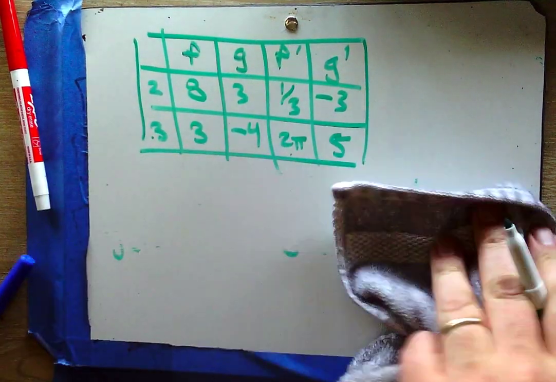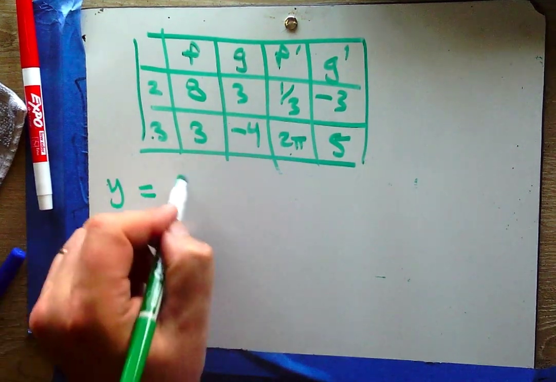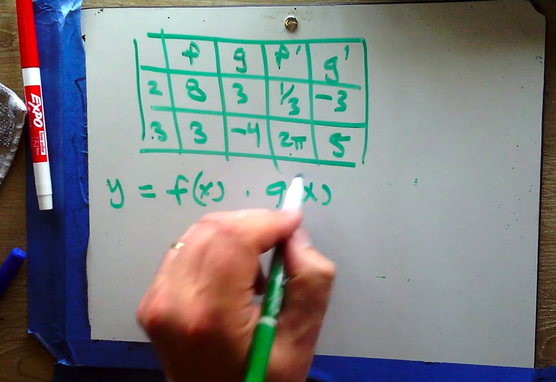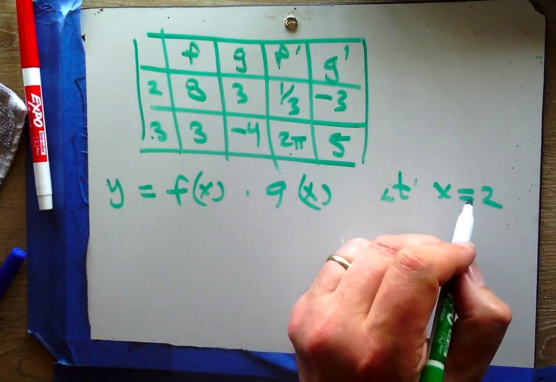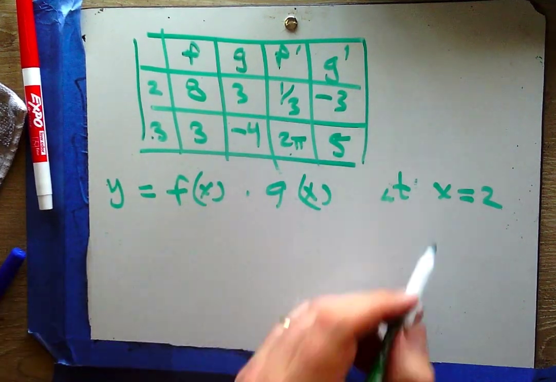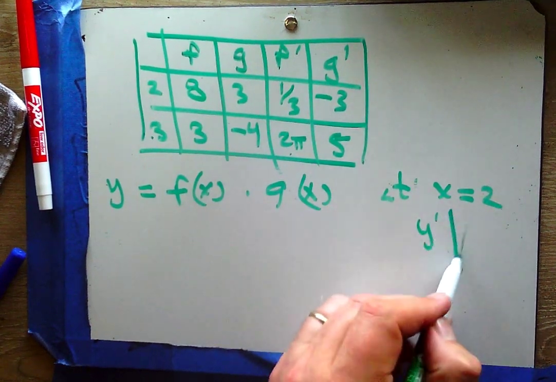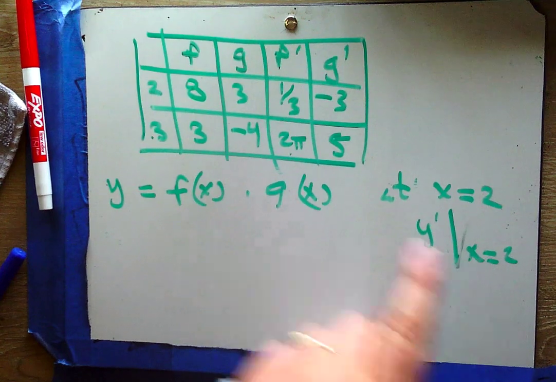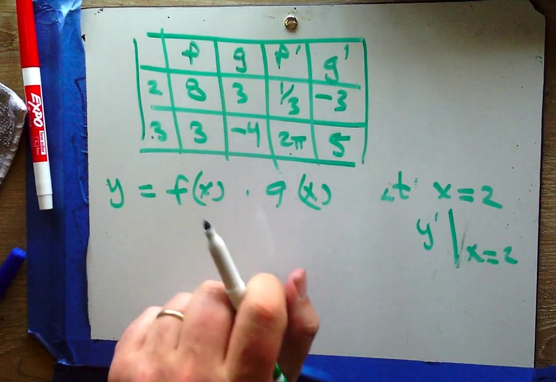All right, you do the next one. Here we go. Y equals f of x times g of x. Please find y prime at, let's use this, x equals 2. I want to evaluate this derivative at 2. Pause the video, give it a try.